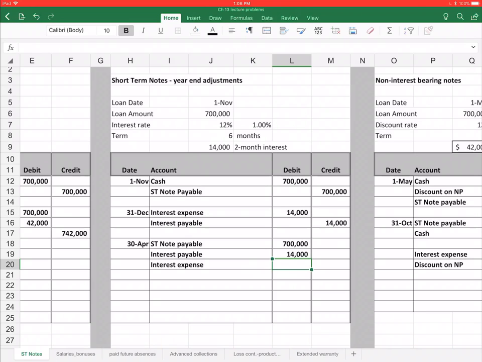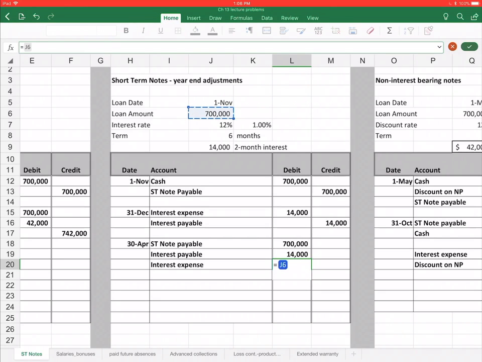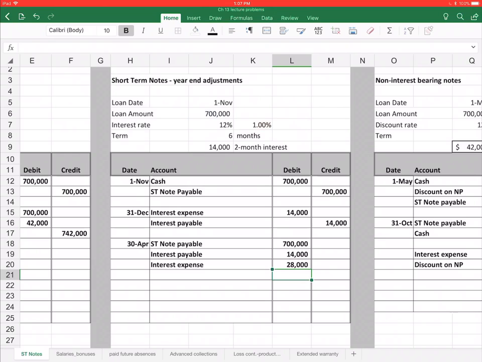So the way that I'm going to do that is again by taking the $700,000 loan times the monthly interest rate of 1%, and remember that we got that by taking the annual 12% interest rate and dividing it by 12. So my monthly interest rate of 1%, and then I'm going to multiply that by how many additional months of interest do we need to account for as of April 30th. If we already accounted for 2 months, we only have 4 months left, so times 4. If I take that, it gives me a total interest expense of $28,000 on April 30th.